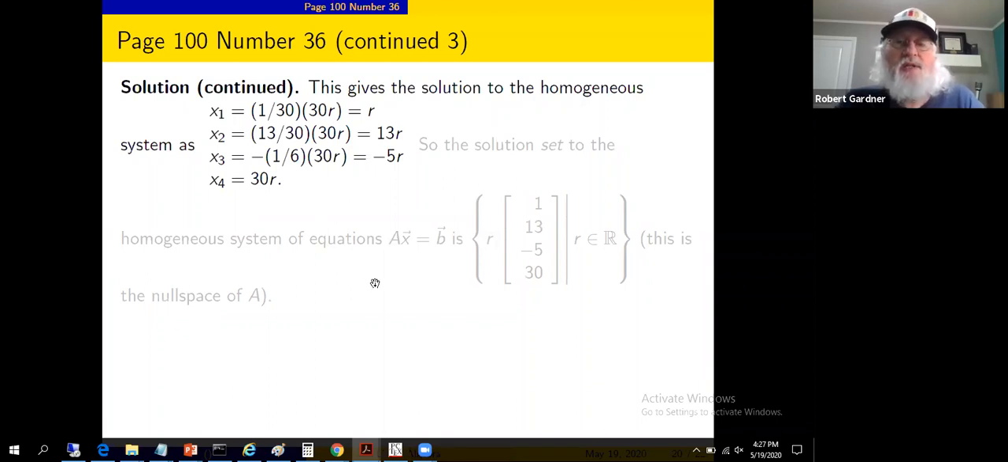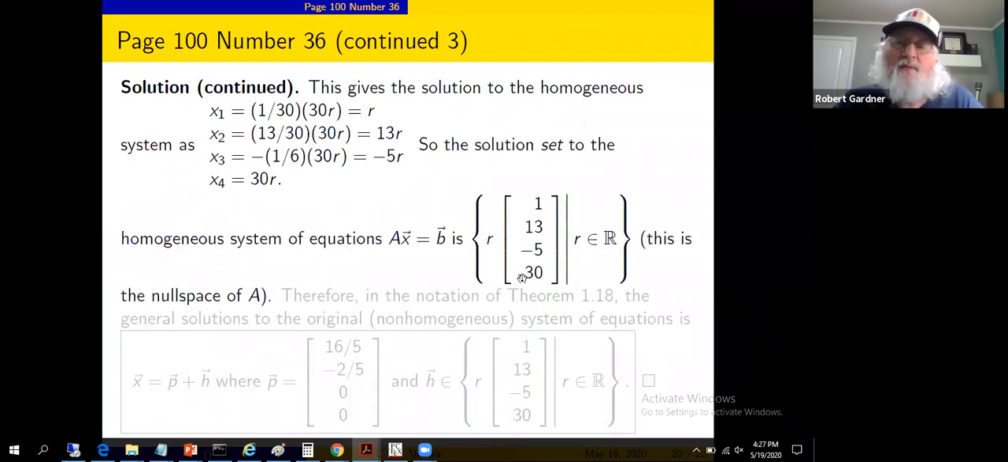So for the homogeneous system of equations, we get any scalar r multiple of the vector with components 1, 13, negative 5, 30. So the general solution, or the solution set, to the homogeneous system of equations is a scalar multiple of this particular vector here. Could you have more than one scalar multiple? Yeah, you could potentially have a second free variable, and we'd get a second vector and a second scalar, like an r and an s, down here.